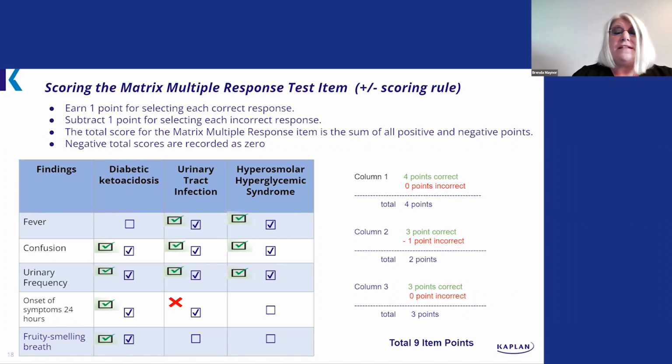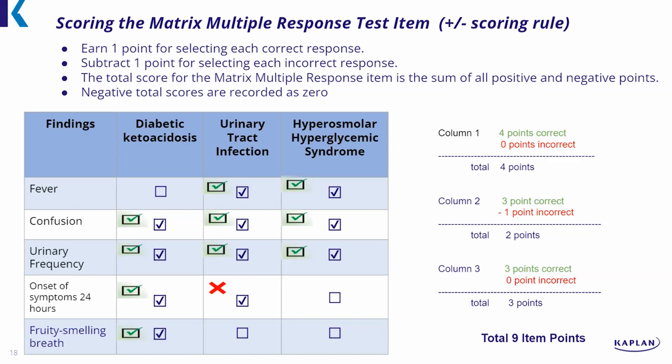So let's take a look at this example. We have 3 columns with 1 answer choice box. This means we have a total of 3 possible points per row. In the first answer column, you chose all 4 correct answers for a total of 4 points. In the second column, you chose 3 correct answers and 1 incorrect answer. That would be a score of 2. In the third column, you have selected 3 correct choices for a total of 3 points, ending with an overall score of 9 points.